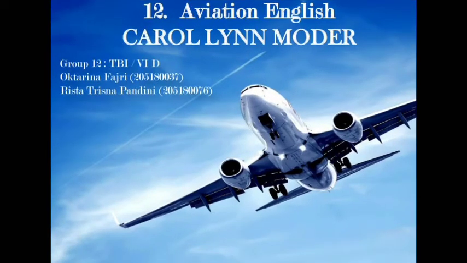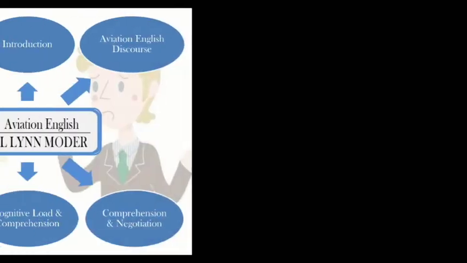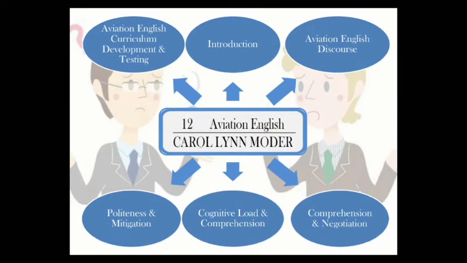Section 12, Aviation English, Caroline Model. This is the concept map for this section. There are 6 parts that we're gonna talk about. The first is about introduction. The second is aviation English discourse. The third is comprehension and negotiation. The fourth is cognitive load and comprehension. The fifth is politeness and mitigation. And the last one, aviation English curriculum development and testing.